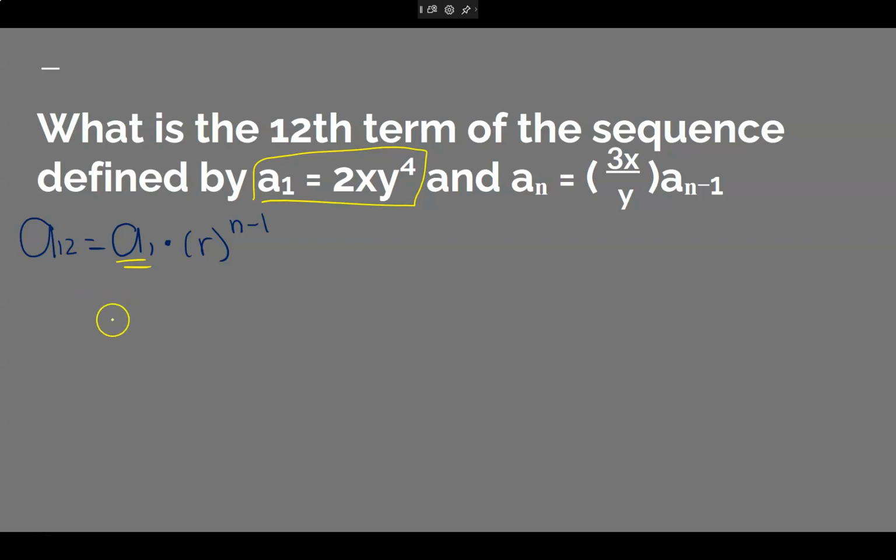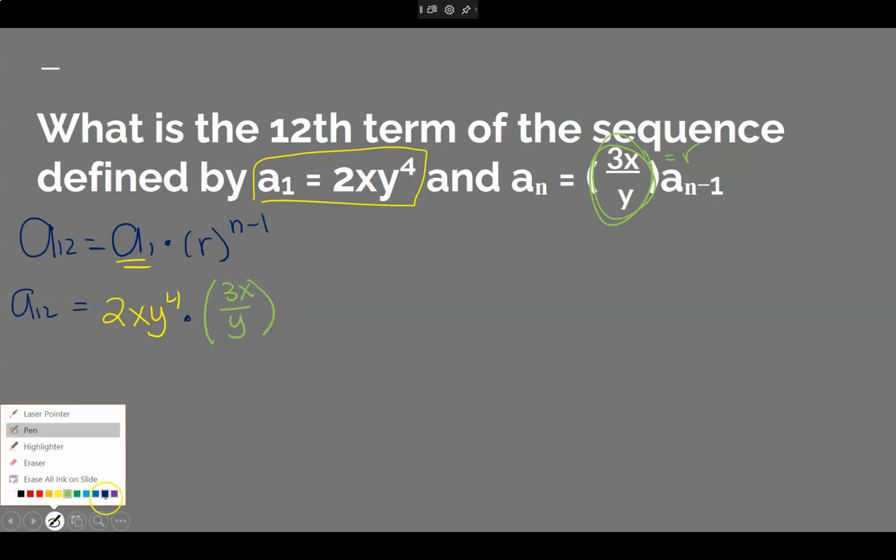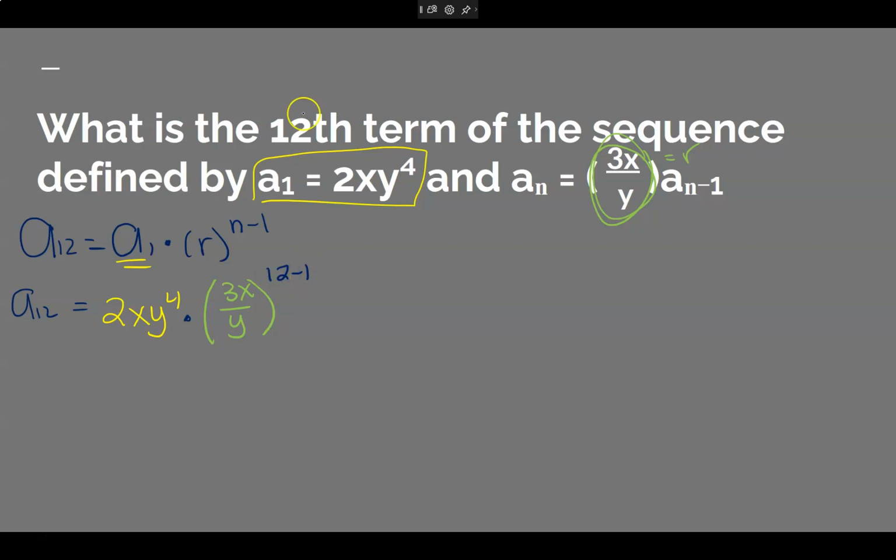So, I know a1 is what? 2xy to the 4th? Do we know my ratio? What is my ratio? 3x over y, raised to the n minus 1, and I know what my n is. My n is 12. Yep. So that's the setup part. Are we good with the setup?